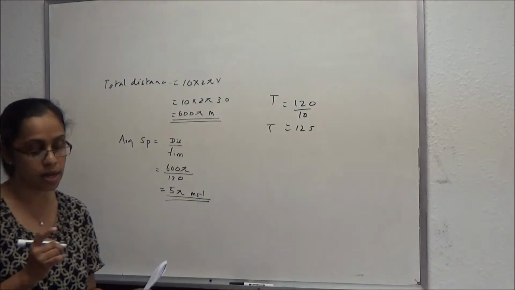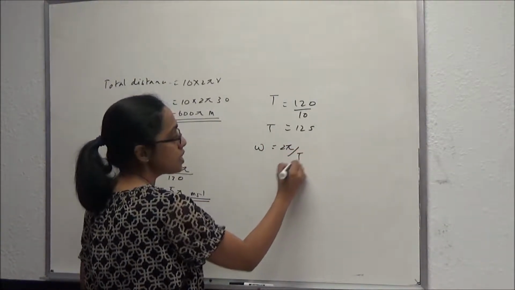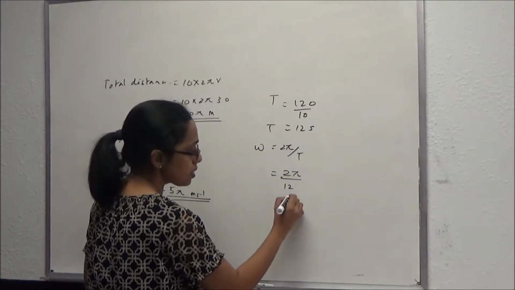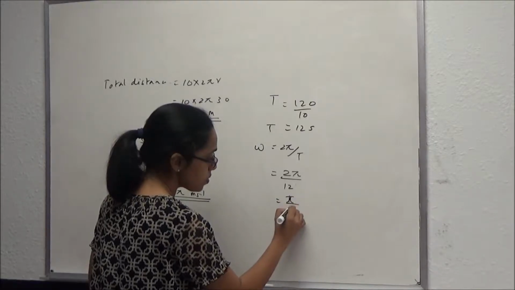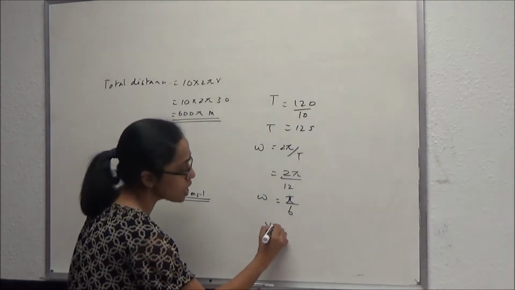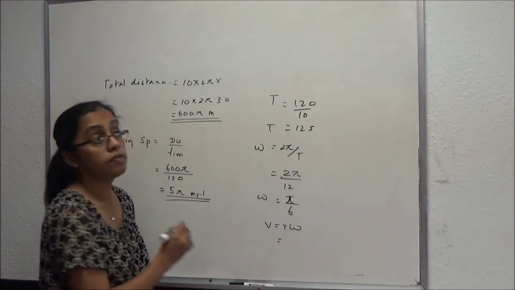Time for one lap. Then omega equals 2 pi over T. So 2 pi, T is 12, so you get pi over 6. That's omega. But what do we want? We want v. So v equals r omega.